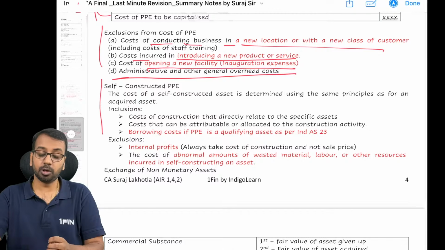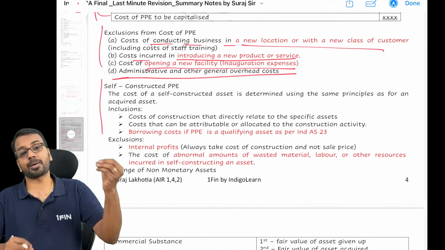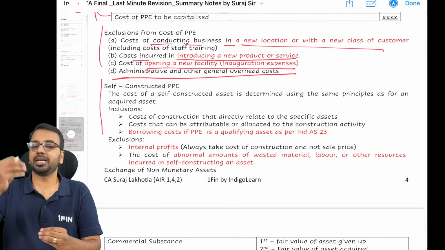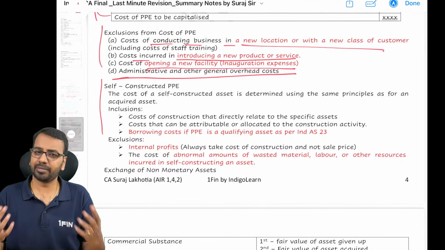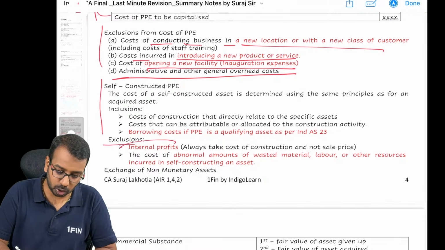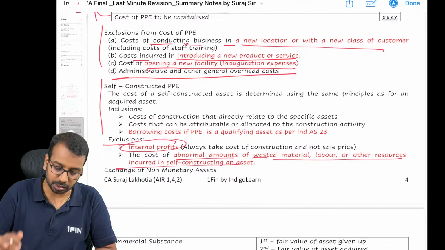Sometimes the question will tell you Department A bills to Department B at 110% of the cost, or market price is so much, cost price is so much. What we will do? We will take only the cost price. We will exclude all the internal profit and any abnormal amount of wasted material, labor or other resources.